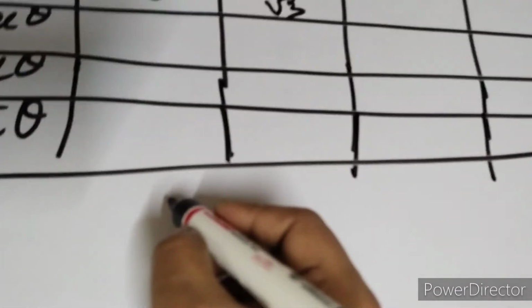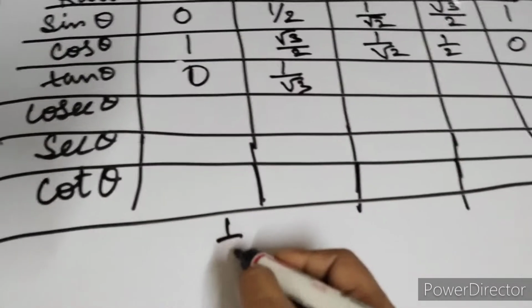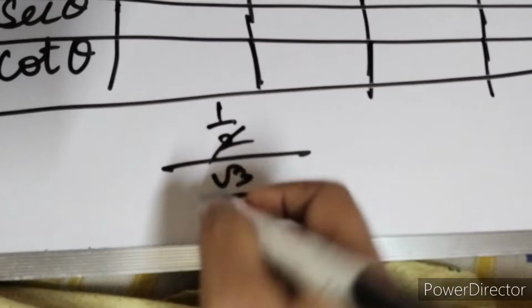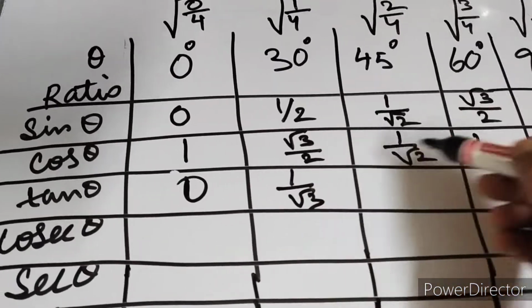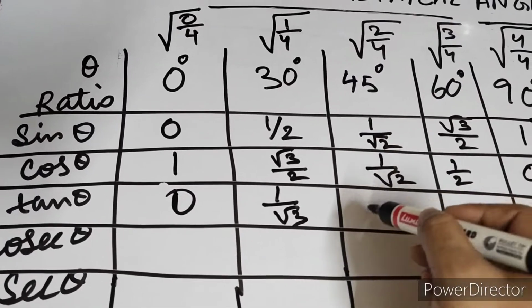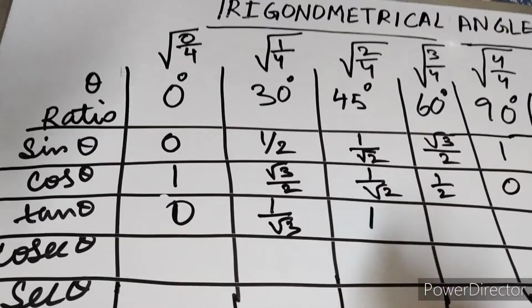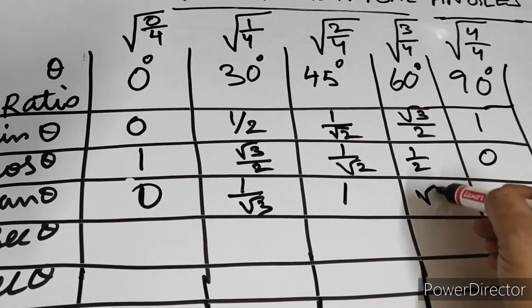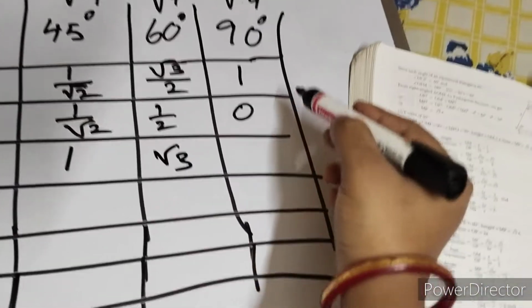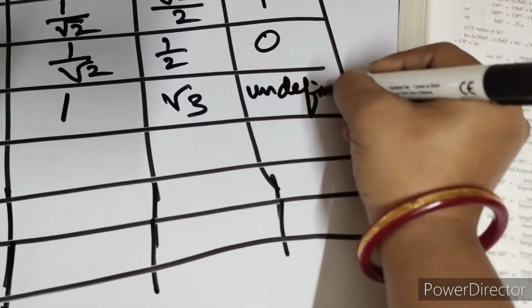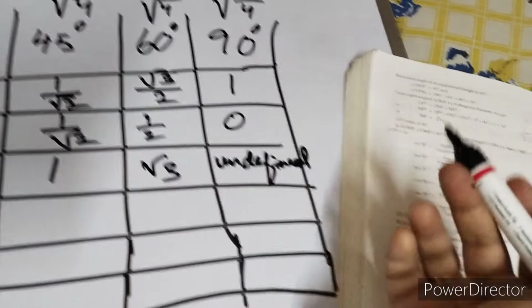See, if we write it like this, 1 by 2 divided by root 3 by 2, this 2 gets cancelled out and we get 1 by root 3. Again, tan 45: 1 by root 2 divided by 1 by root 2 means both will get cancelled out and it will be 1. For tan 60, this 2 will get cancelled out and we will get root 3. And tan 90 will be 1 by 0, which means it is undefined or not defined. Right? Because 1 by 0 is not defined.